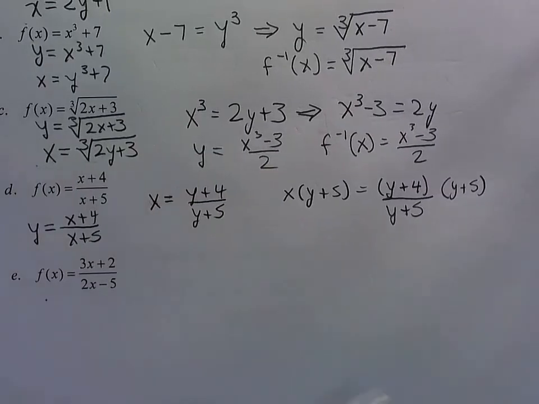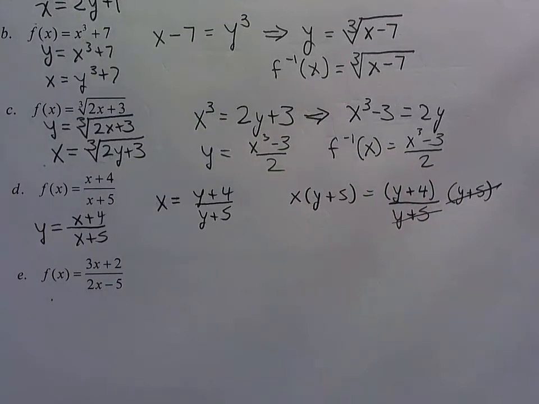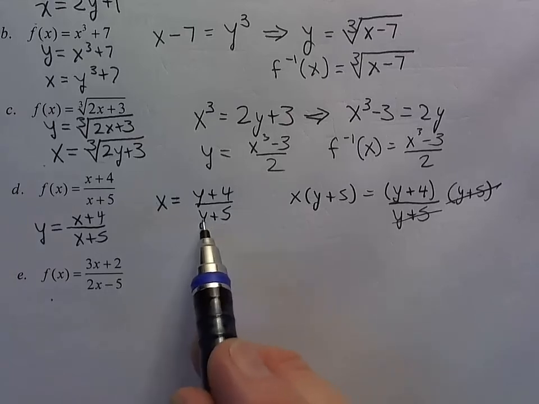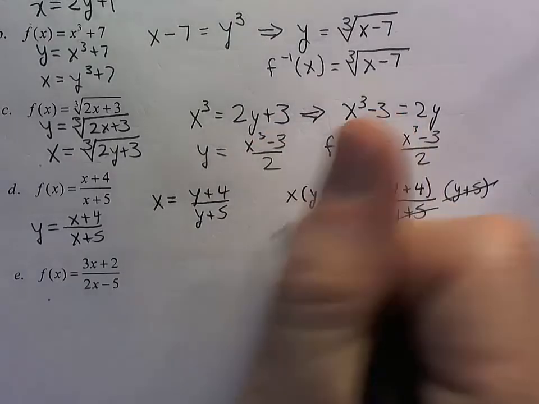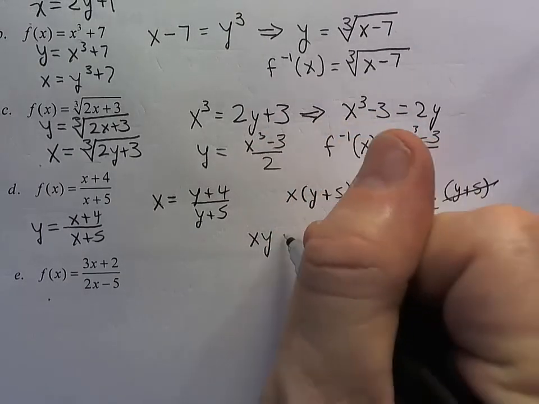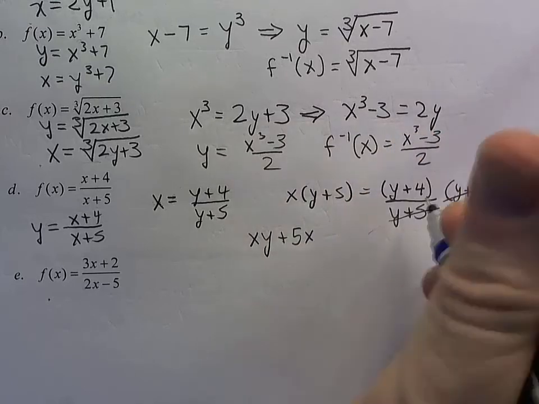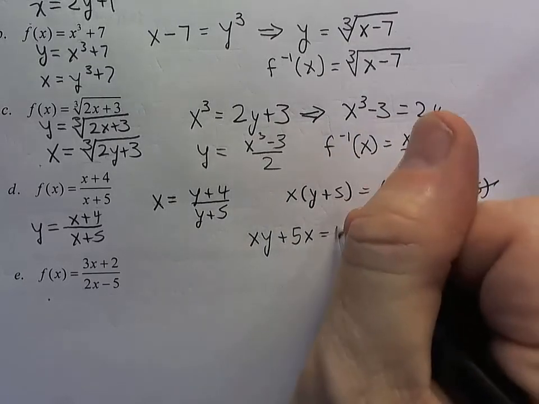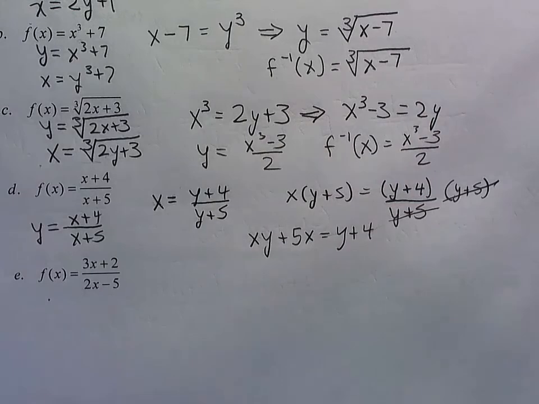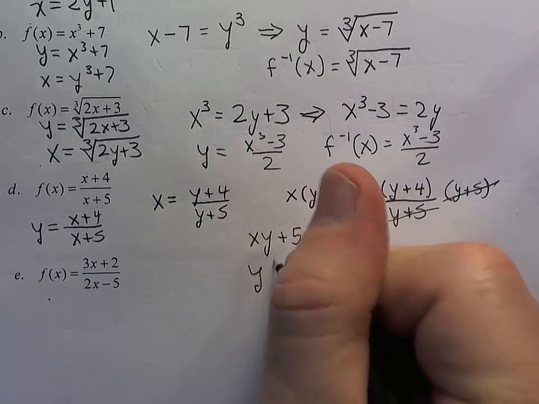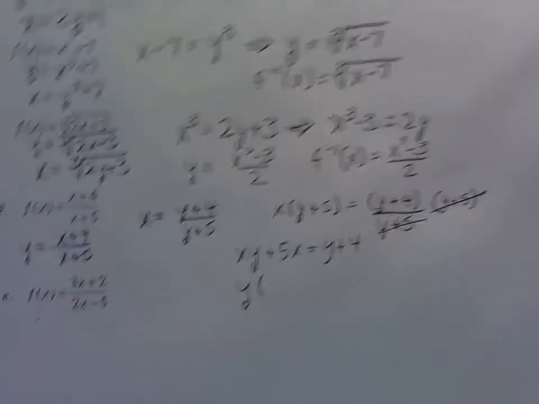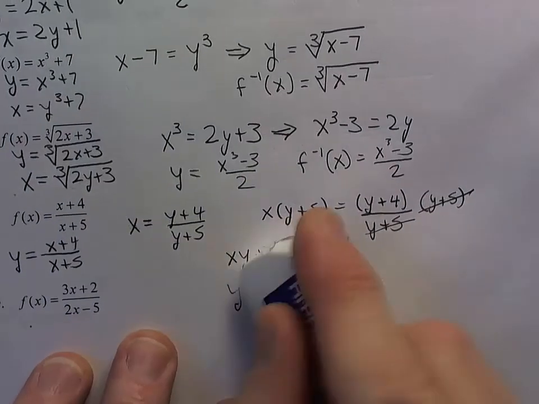Okay. What's good about that is that these cancel out. It causes us a problem trying to solve for y when it's trapped in the denominator. So we have to liberate it. So now we have xy plus 5x equals y plus 4. Like that. I'm going to factor out a y. Whoops, not yet. Let's not factor out a y yet. I'm sorry. Got ahead of myself a little bit.